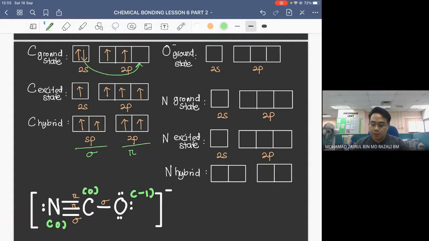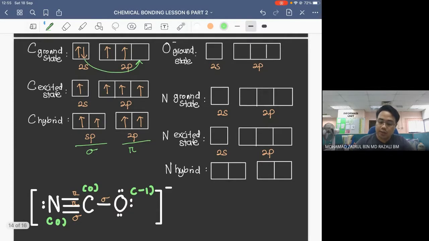Okay, for the nitrogen at ground state is 2s2 2p3. Okay, 2s2 2p3. So if you look at the nitrogen, around the nitrogen we have 1 sigma and 2 pi. So total nitrogen need to contribute 3 electron. So mana dia kena contribute 3 unpaired electron. So dah ada 3 unpaired electron and nitrogen juga ada 1 lone pair. 1 pair electron. So what? Excited state awak akan jadi sama dengan ground state.